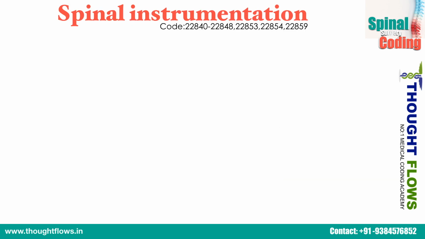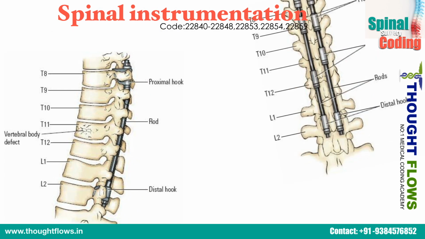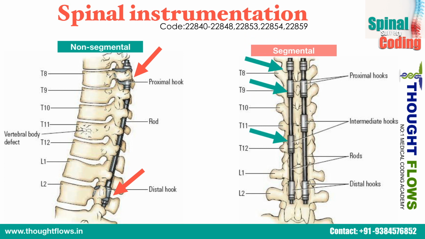So we'll move to spinal instrumentation. Spinal instrumentation is classified into two types: one is segmental and one is non-segmental instrumentation. Non-segmental instrumentation is attached to the spine at 2 points only, whereas segmental instrumentation attaches at 3 or more points to the spine.